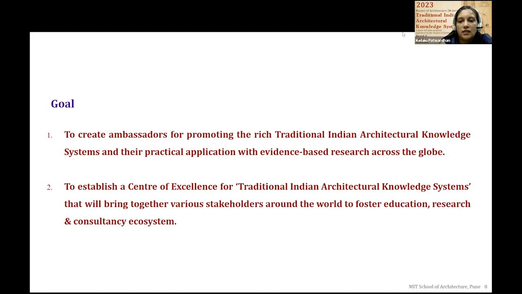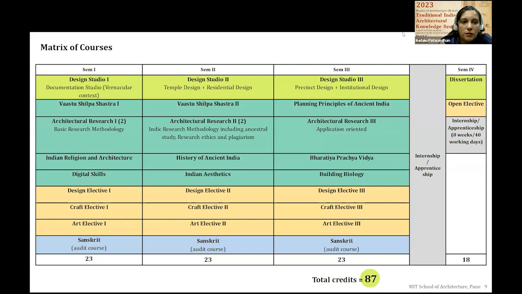This is the matrix of the courses that we offer. Now, courses over here means subjects, okay? And MIRCH in TI case is the program. So whenever I mention course, it means it is subject. So we have this master's program spread across 4 semesters, 2 academic years.